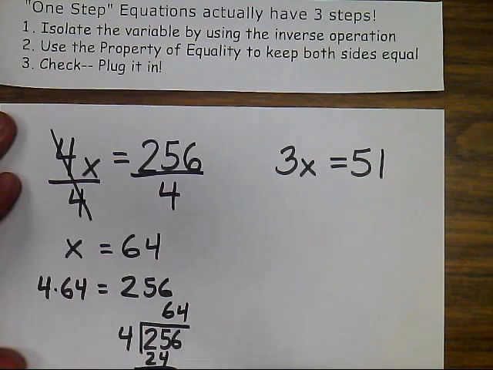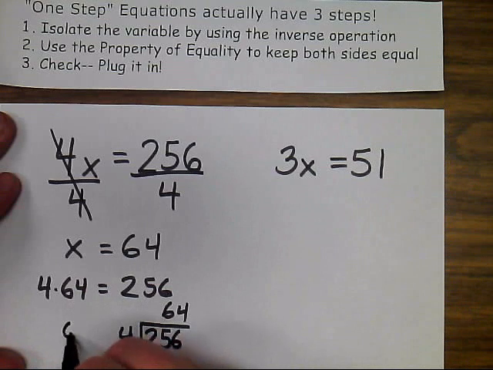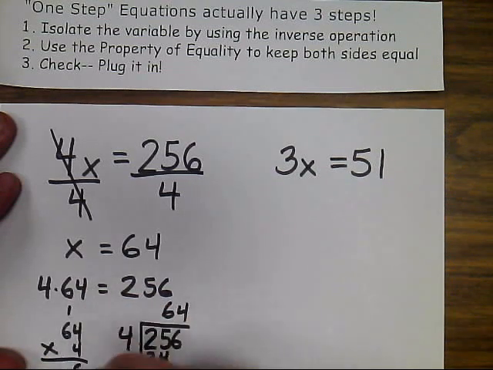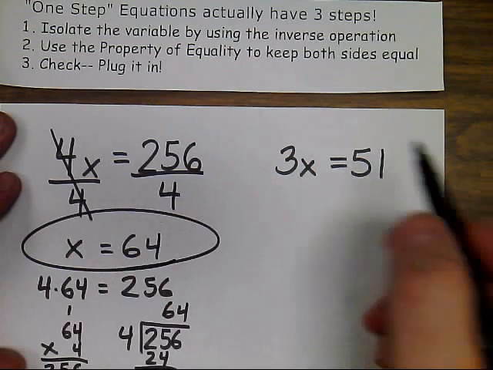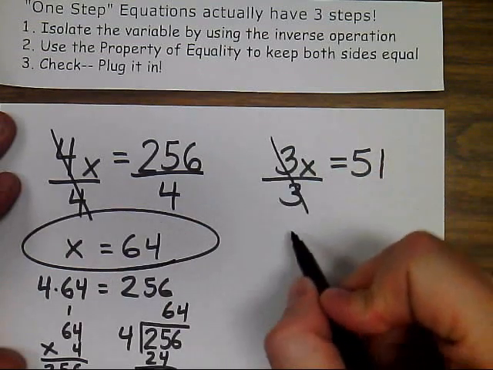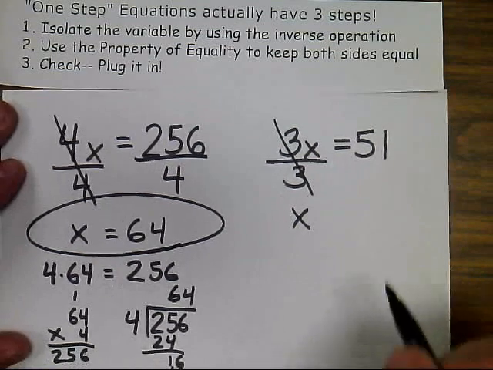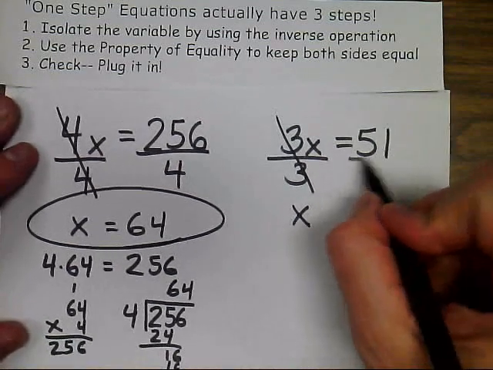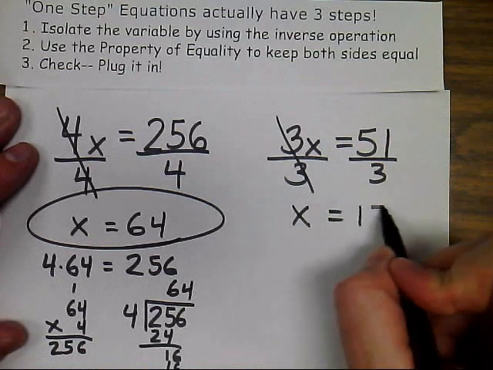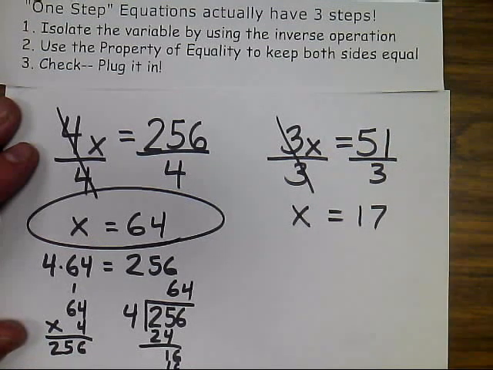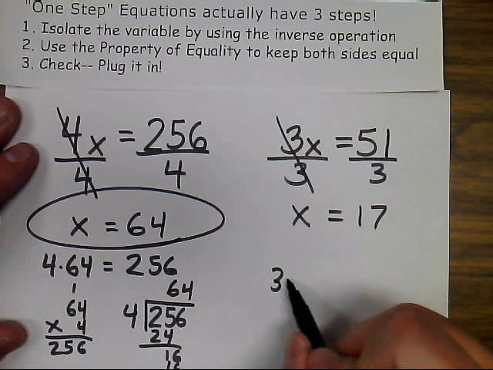But because it's possible I may have made a mistake, this would be a great time to show my work and double check. And look at that, it is correct, proving my answer. Here I'm going to divide this by 3 to isolate my variable, leaving me with x. Here I'm going to divide this by 3, and 51 divided by 3 is 17. I know that from just practicing. But just to double check my own work, I'm going to plug this in.